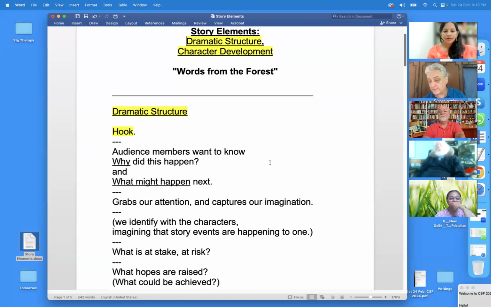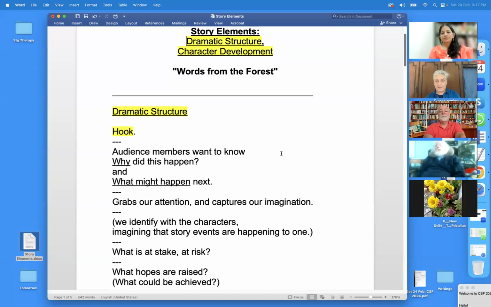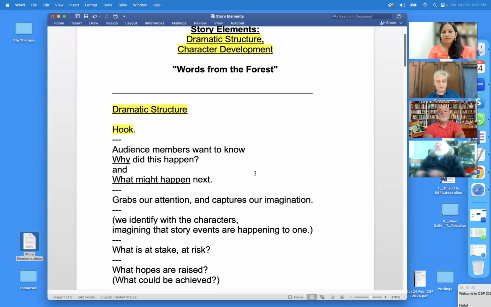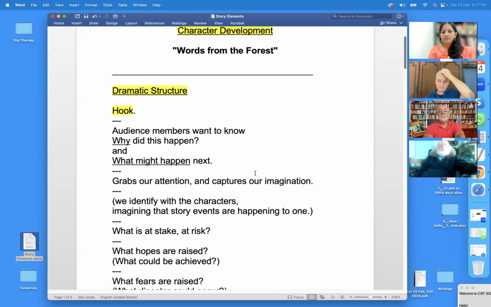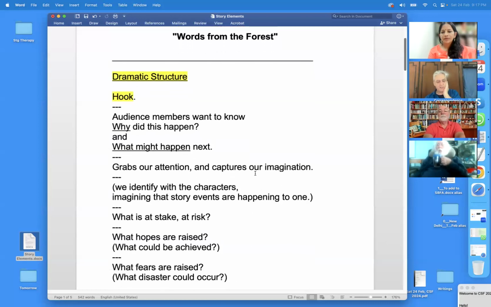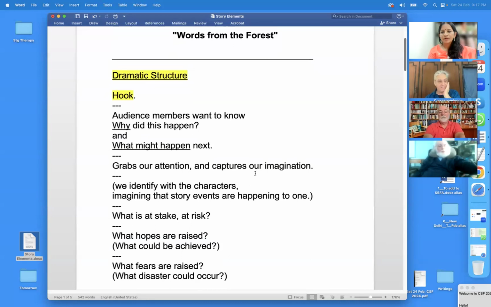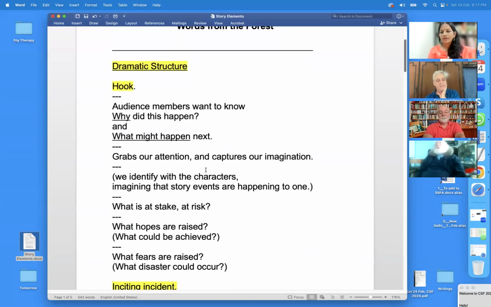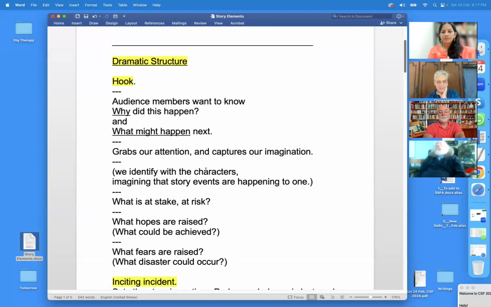So a hook is something that happens at the beginning that gets us hooked. It's often very emotional. It may be a flurry of action, but it's something. And we wonder, hey, why did this happen? What just happened? Why did it happen? What's going to happen next? So it grabs our attention and captures our imagination. And if it's a book, we can't put down the book because we identify with the characters and we want to know what's going on.